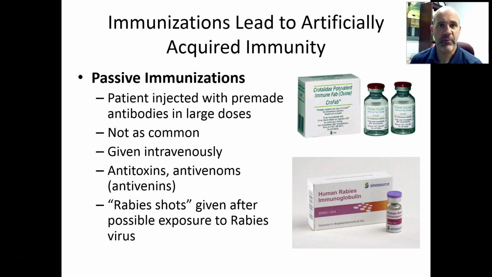If you become infected with that virus, your immune system is not going to be able to clear it out in time to prevent that virus from killing you. So you have to get these pre-made antibodies. And this comes from human donors. So some immunoglobulins like that come from other sources.